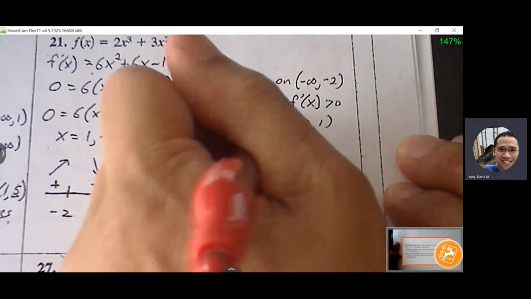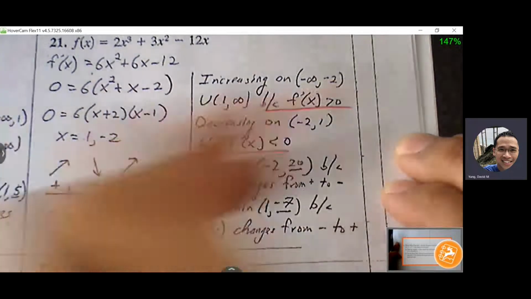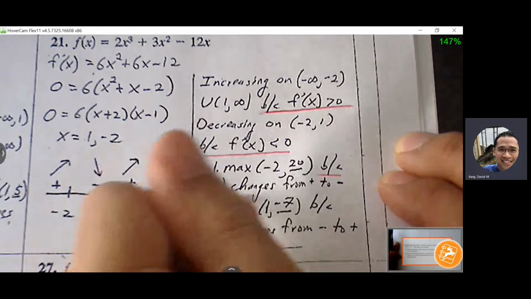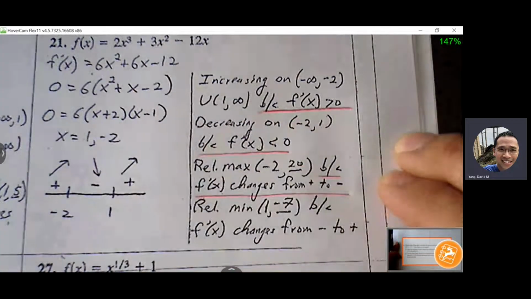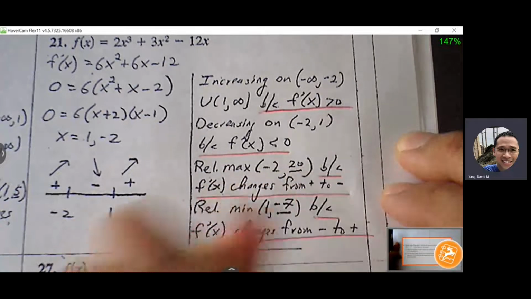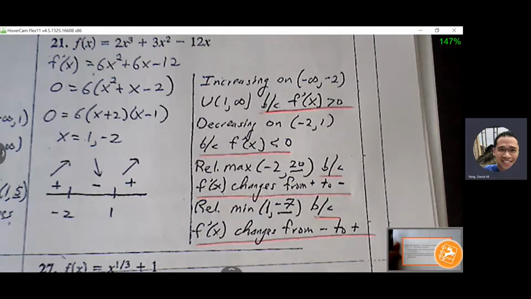Because f prime is greater than 0. Decreasing because f prime is less than 0. Relative max because f prime changes from positive to negative. Relative min because f prime changes from negative to positive. I'll be looking for those because statements on your quiz, so let's practice writing them out.